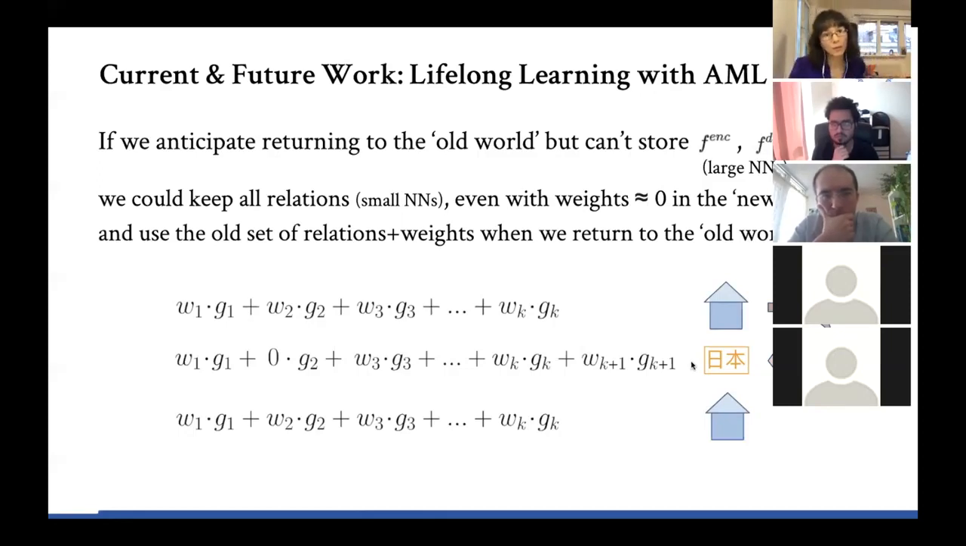So yeah. But this is why it says current and future work, because even though this is specifically designed with this kind of lifelong learning scenario in mind, the results for that are not in the paper. So that's what we're working on now. Okay, thank you.